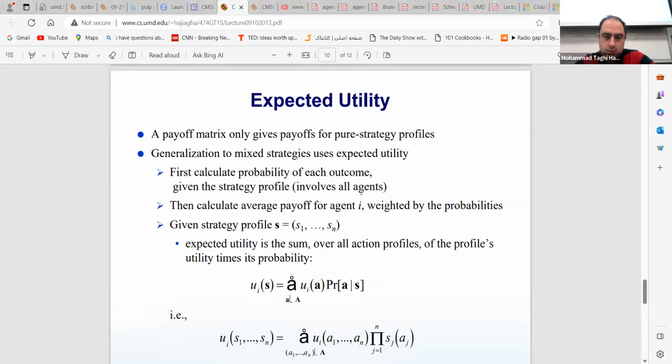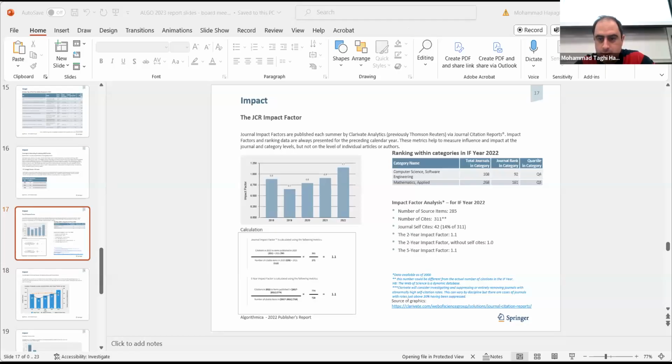Okay, so let me use this other one. These formulas are better, I think. Stop share. Give me 1 second.